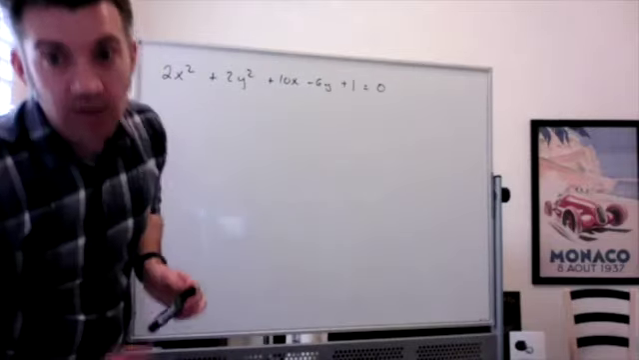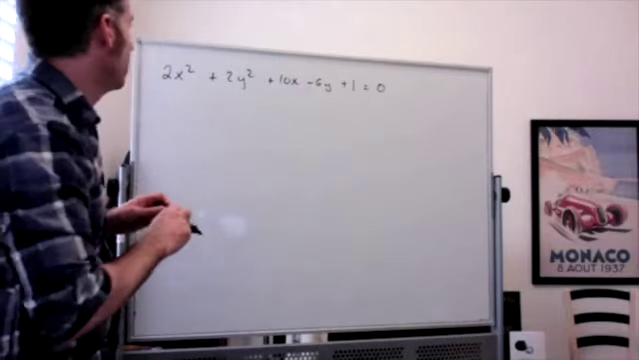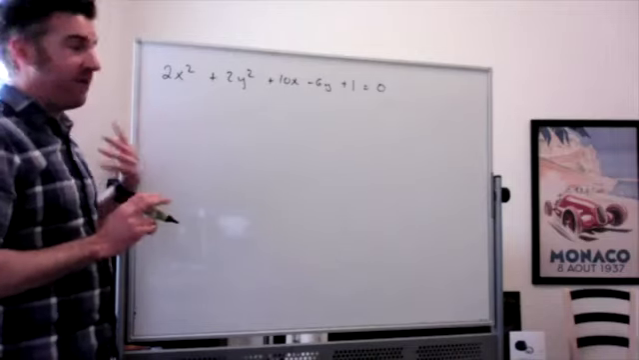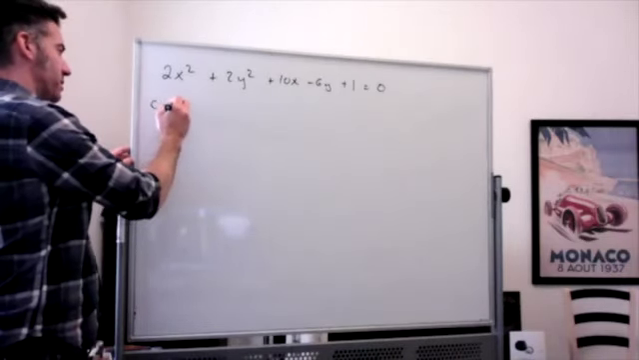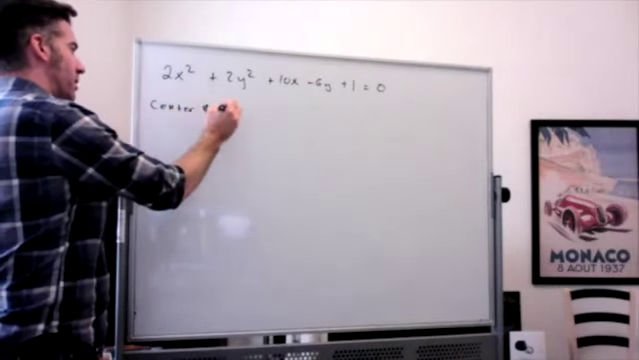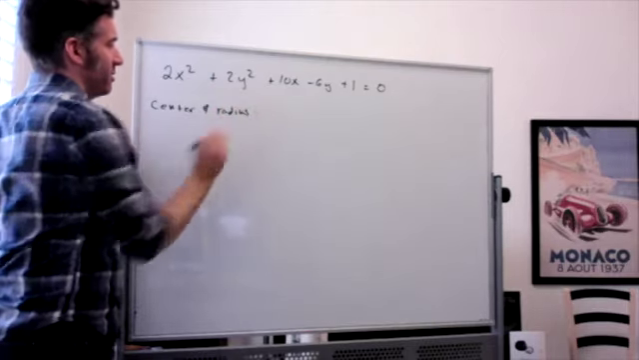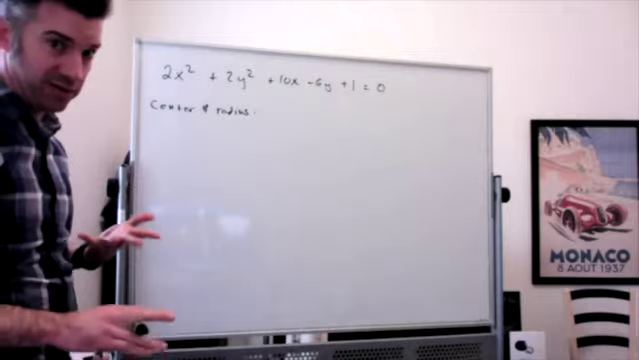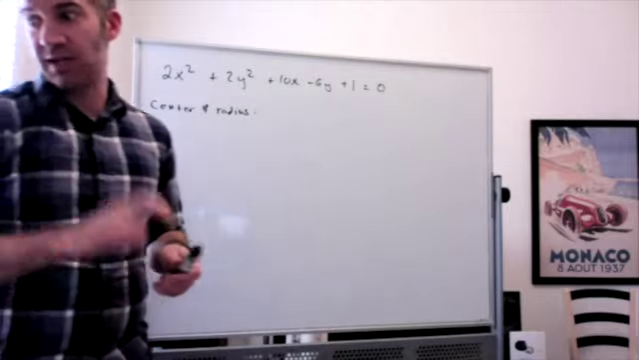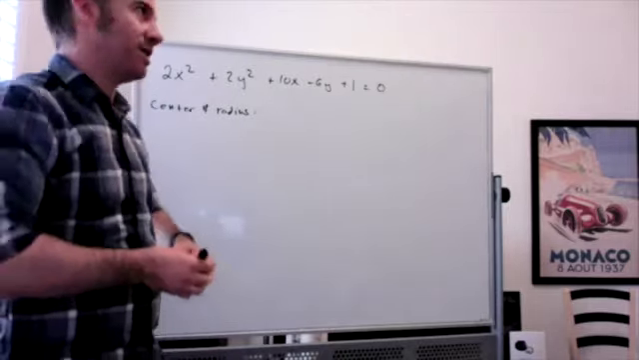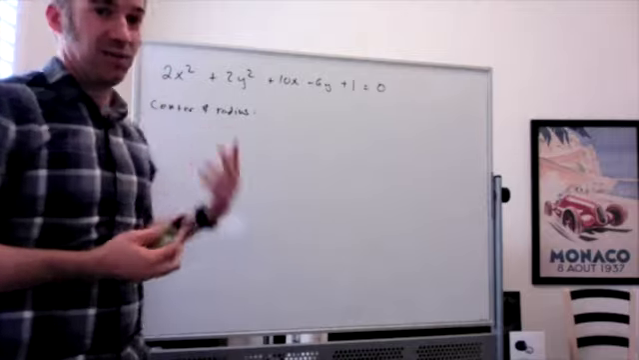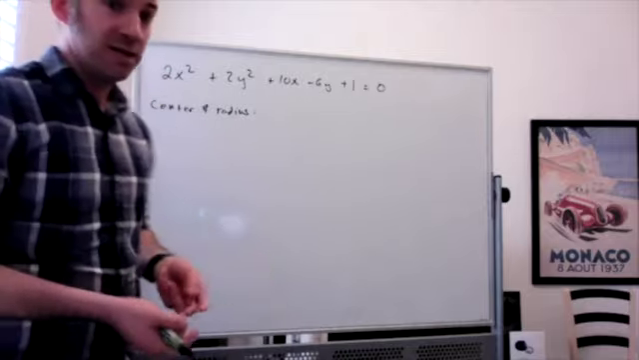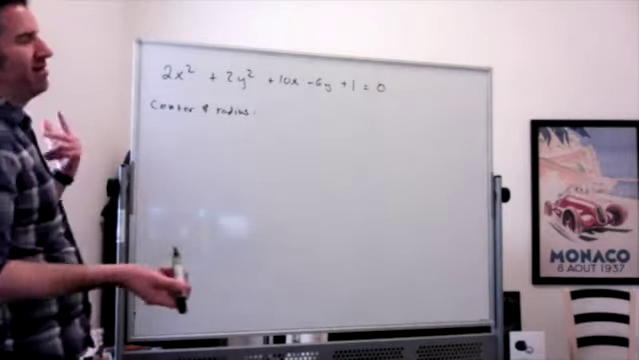So I want to find the center and the radius. And the way we're going to do that is by making this equation of the circle look like the standard equation of the circle. First and foremost, I want x squared and y squared to have a coefficient that's 1. So I'm actually going to do two things.